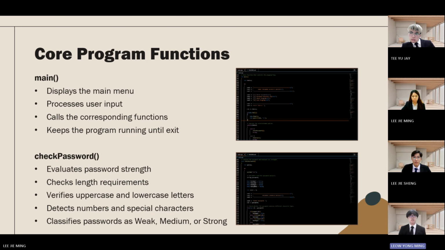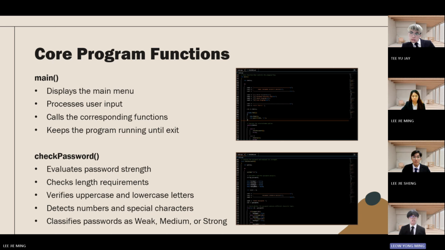Now I will explain the core functions of our Smart Password Security Checker. The first function is main, which acts as the starting point of the program. It displays the main menu, processes the user input, calls the corresponding function based on the selected option, and keeps the program running until the user chooses to exit.